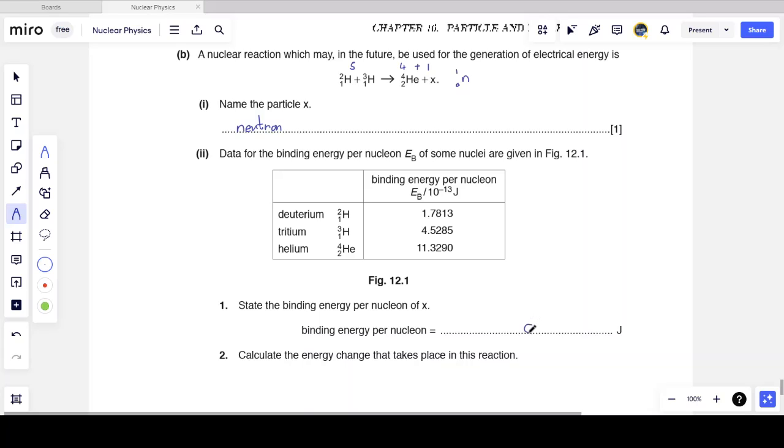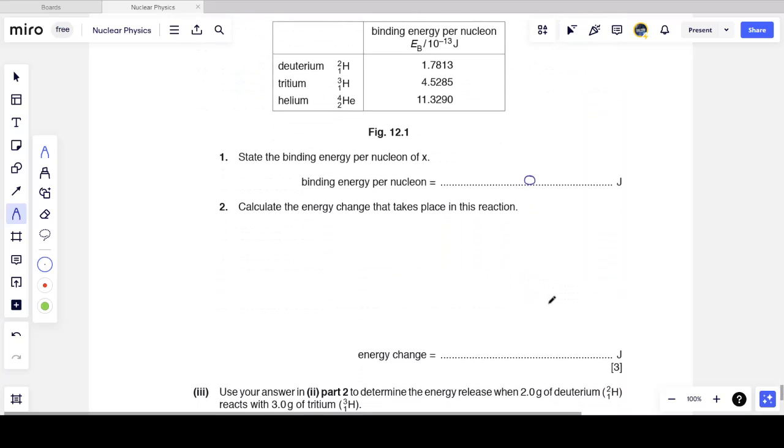A single nucleon that's free is not in a nucleus and hence doesn't require any energy to be separated from the nucleus. So this neutron is a free neutron. There's no energy required to separate it from a nucleus because it's not in a nucleus. It's not being held by the strong force. So the binding energy per nucleon of X is actually 0, hence just the dotted line and no space to do a calculation. We're then told to calculate the energy change that takes place in this reaction.